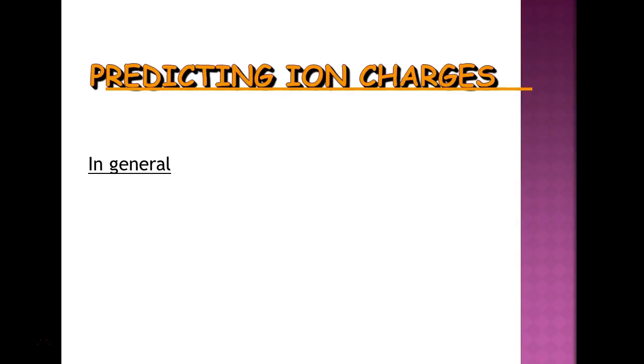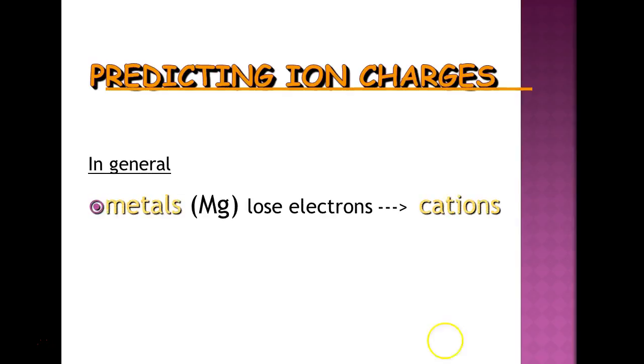All right, predicting ion charges. In general, metals, for example magnesium that we used in the last example, lose electrons to become stable. It's easier for metals to lose electrons than to gain, because they have to lose fewer electrons than they would have to gain. They're trying to become like the noble gases closest to them, so it's easier for them to lose electrons to get the same configuration as a noble gas.